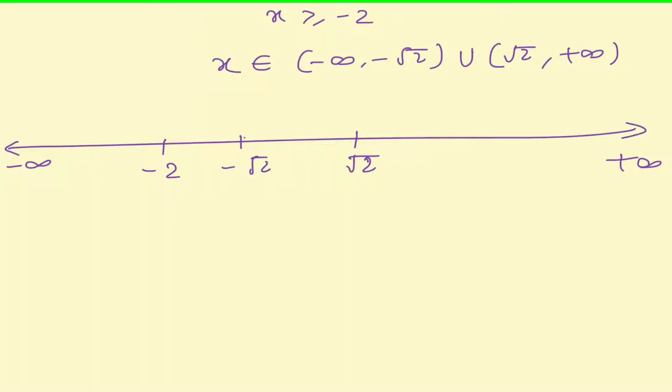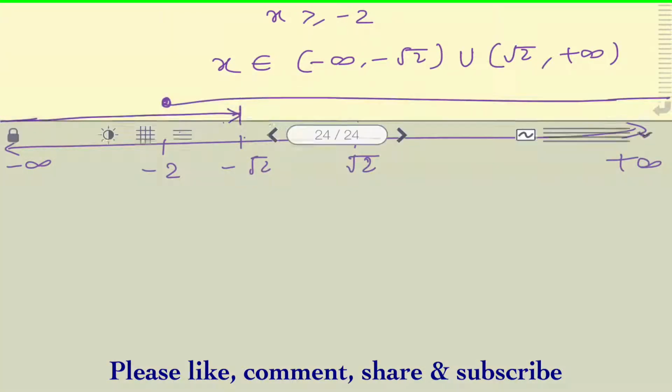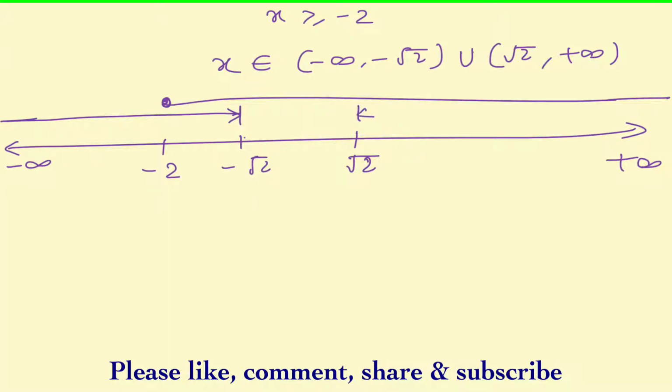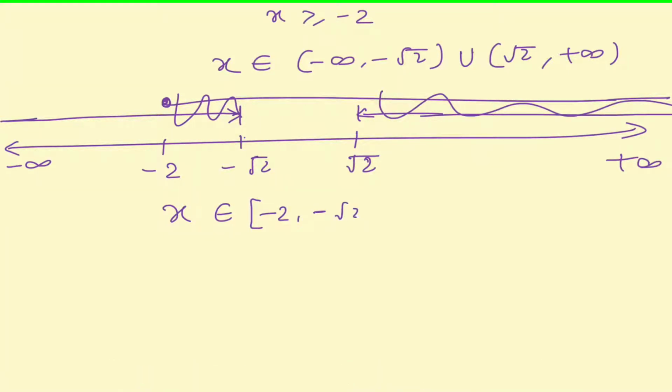x greater than equal to minus 2 overlapping with minus infinity to minus root 2 gives minus 2 to minus root 2, and the part from root 2 to infinity stays as it is. So the common part is x belongs to the closed interval minus 2 to minus root 2, union root 2 to infinity.